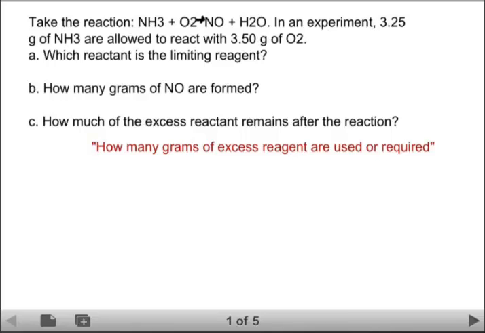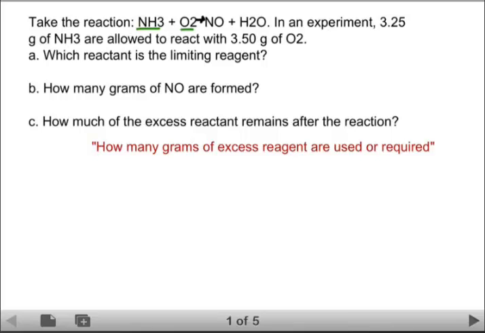So what we need to do here is figure out which of the reagents, now remember that these are your reagents, okay? Which of those two is going to limit how much product we can make? Then we're going to figure out for part B how much of that product we can make based on the limiting reactant. And then lastly, find out how much of the excess reactant is left over.